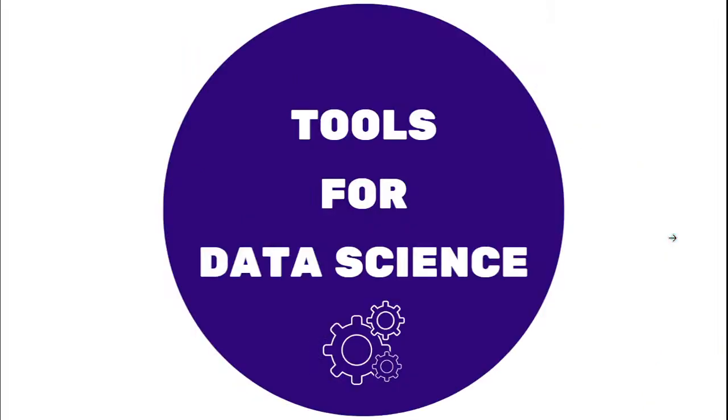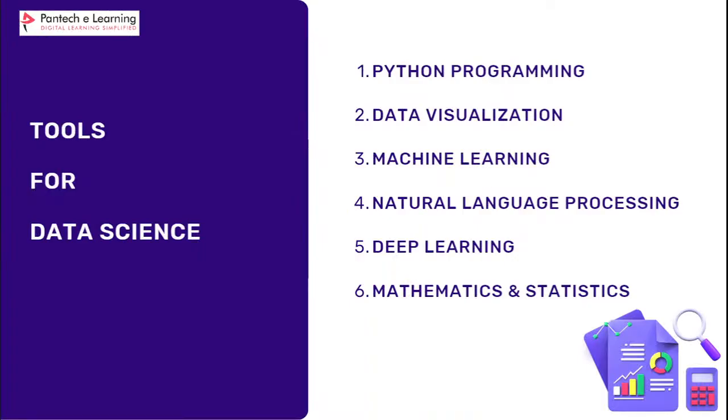So next we will see the tools for data science. Before, we saw the applications of data science. Now we move on to the tools for data science. The basic thing needed is Python programming, and data visualization tools like Matplotlib and Seaborn, machine learning, natural language processing (NLP), deep learning, mathematics and statistics. These 6 kinds of tools are needed for data science.